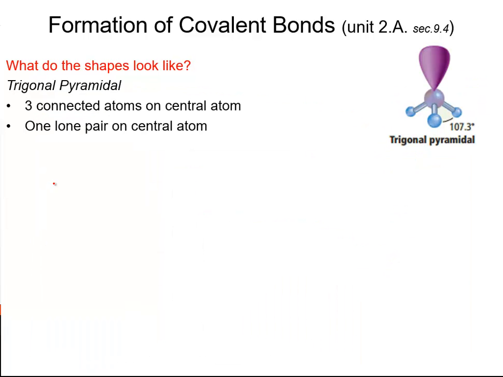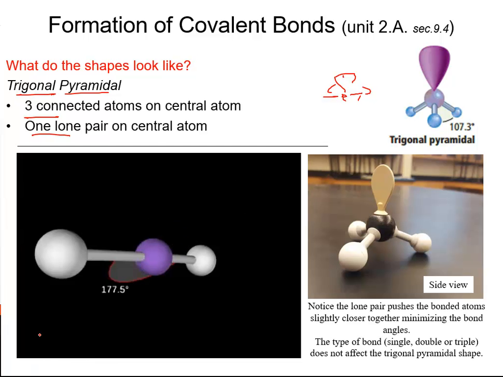All right. And the other one is called the trigonal pyramidal. Now, trigonal pyramidal has 3 connected atoms, hence the word trigonal. But it's got 1 lone pair. So that 1 lone pair essentially pushes down on a trigonal planar atom, right? And it pushes those guys downwards to make it essentially stand up. Well, let's take a look and we'll see what it looks like.